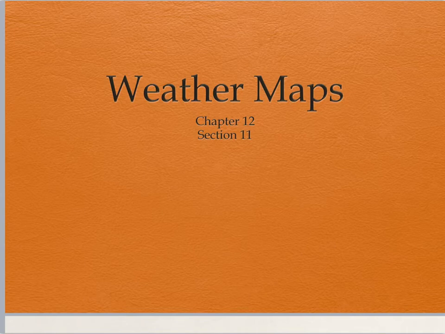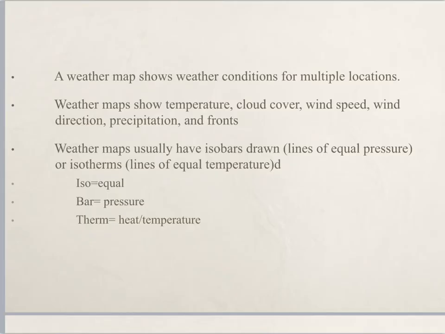Okay, this next portion of this lecture is weather maps. So we're just going to take all the stuff we just talked about and put it onto a map to figure out where the fronts are and what kind of weather's happening in different locations. This can be found in Chapter 12, Section 11 in your textbook. A weather map shows the weather conditions for multiple locations. Weather maps show the temperature, cloud cover, wind speed, wind direction, precipitation, and fronts, everything we just talked about so far. They're going to place it on the map.